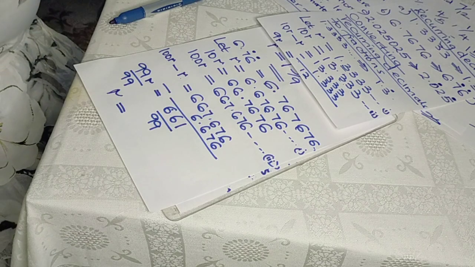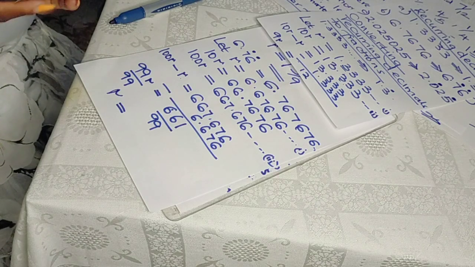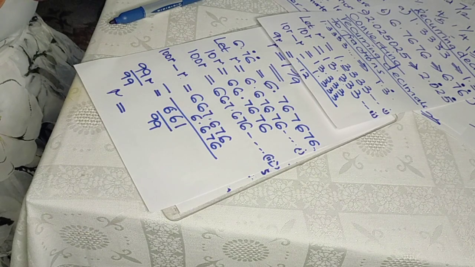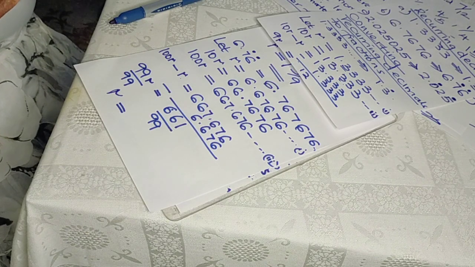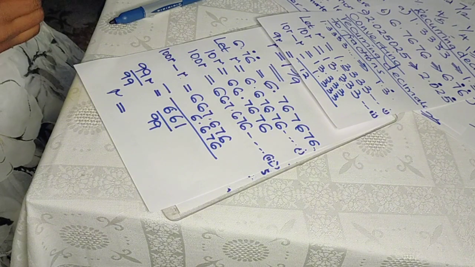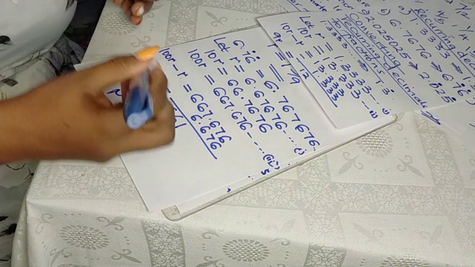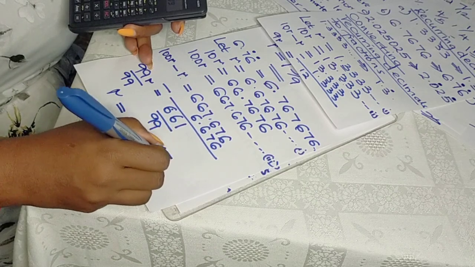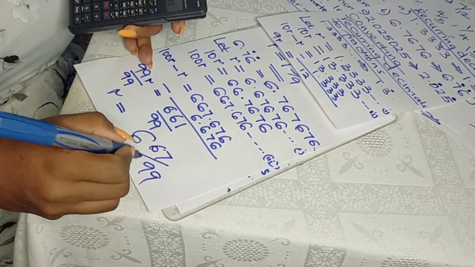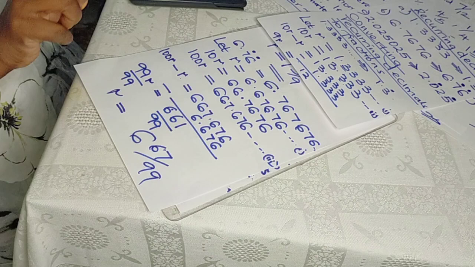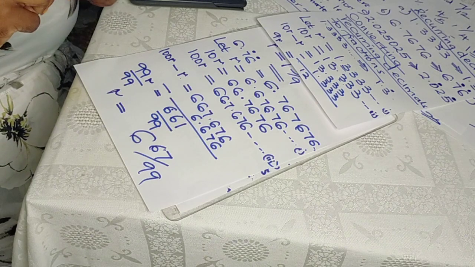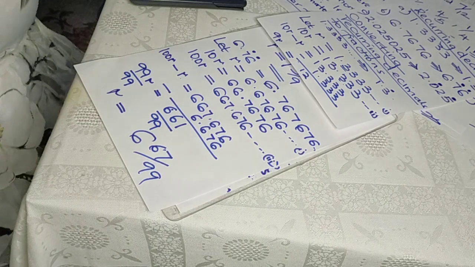Let's check the fraction using our calculator. 670 divided by 99 is equal to 6.7676, which is 670 over 99. Yeah, so that is how we convert recurring decimals to fractions.